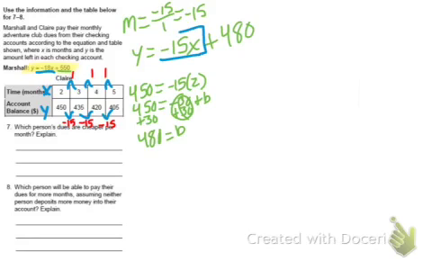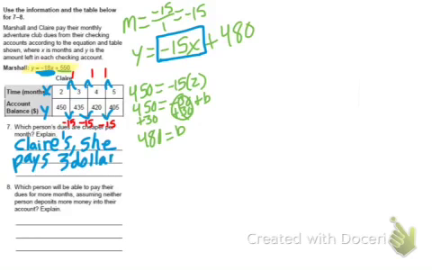So the question for number 7 is, which person's dues are cheaper? Well, Claire's dues are $15 per month, and we already said over here that Marshall's are $18. So which person's dues are cheaper? Claire's. She pays $3 less per month. And it's less because, well, Marshall pays 18 and Claire pays 15.